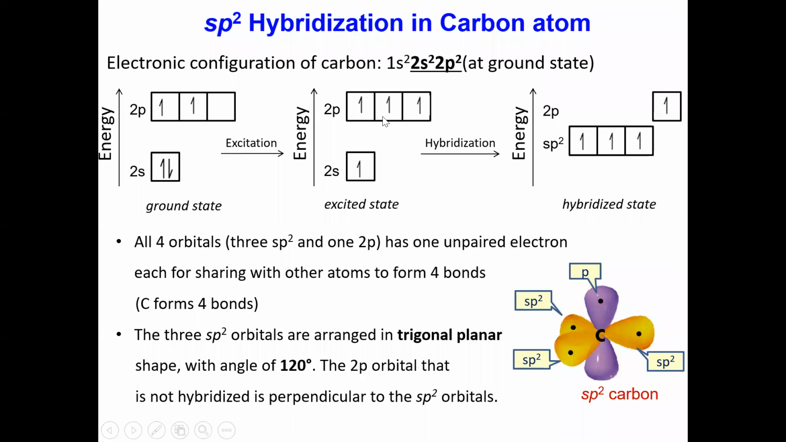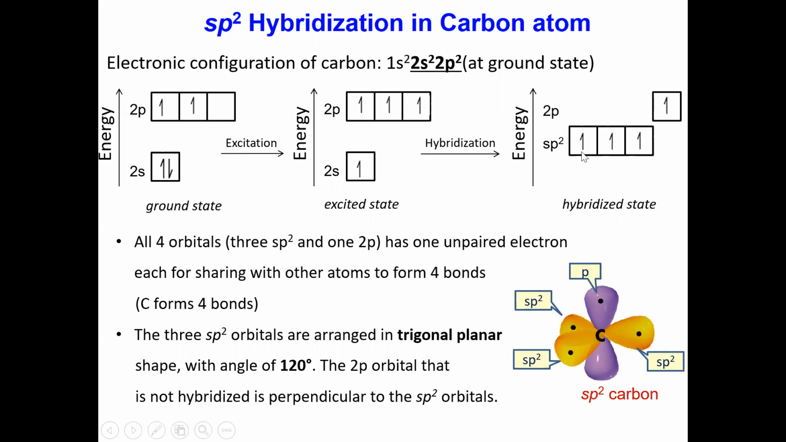Let us take a look at sp2 hybridization in carbon atom. The electronic configuration of carbon is 1s2, 2s2, and 2p2 at the ground state. During the excited state, one of the electrons gets energized and moves to the higher energy orbital, 2p orbitals. And during the hybridization, only the 2s orbital mixes with 2 of the 2p orbitals. In total, we still get 3 and call it the sp2 orbitals. And one of the 2p orbitals remains unhybridized.